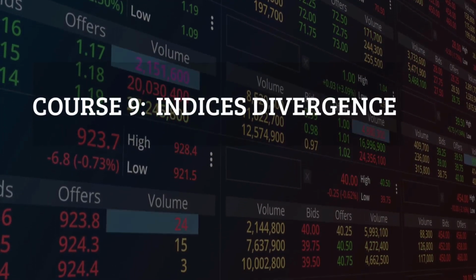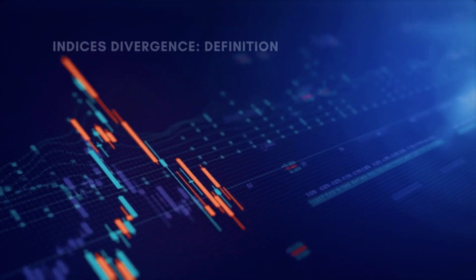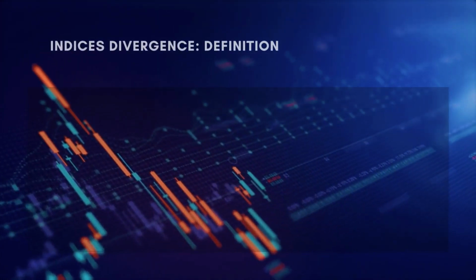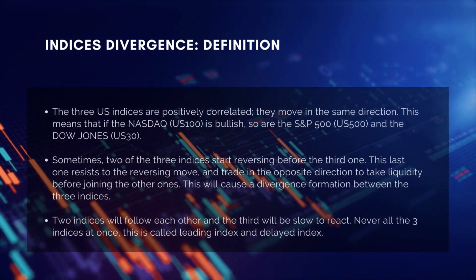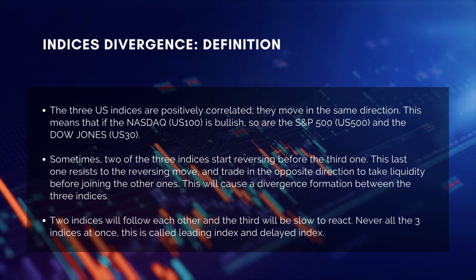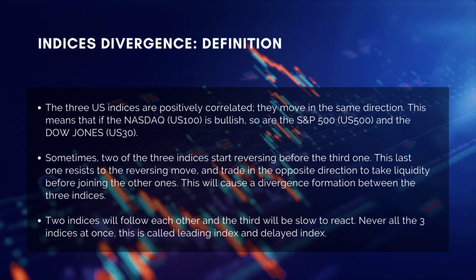In this course, we are going to discuss index divergences. The three US indices are positively correlated. They move in the same direction. This means that if the Nasdaq is bullish, so are the S&P 500 and the Dow Jones.